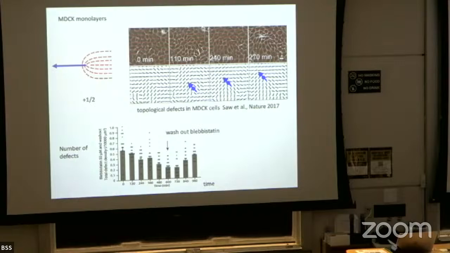You'd be able to identify defects. And the fact of the defects has also now been seen a lot in different systems, in other types of cells. Well, in MDCK as well. I mean, people are doing experiments on these types of cells now. We'll see some more later.